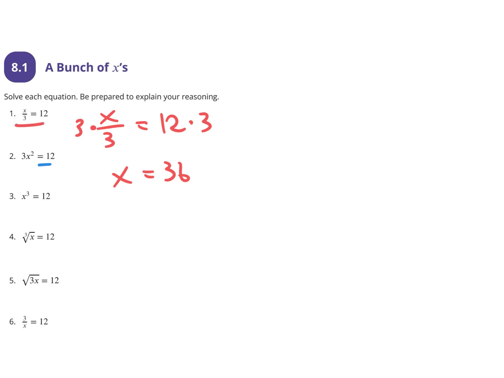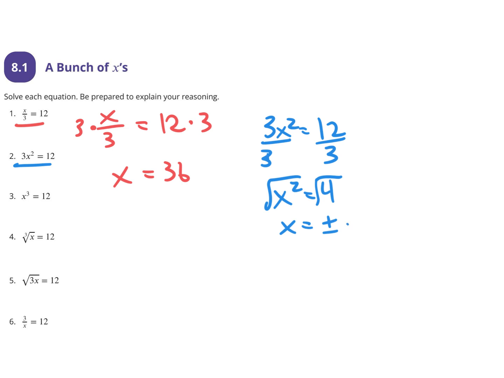For the next one, 3x squared equals 12. You're going to divide both sides by 3. x squared equals 4. Take the square root of both sides. x equals plus and minus 2. Do not forget the even roots of positive numbers. Even roots of positive numbers give you two roots, one positive, one negative.